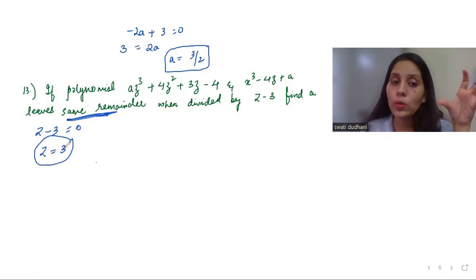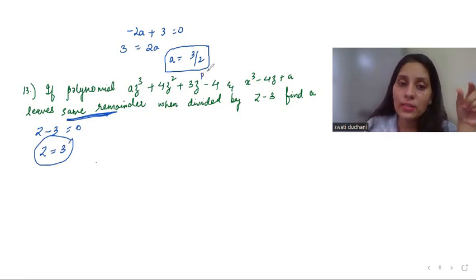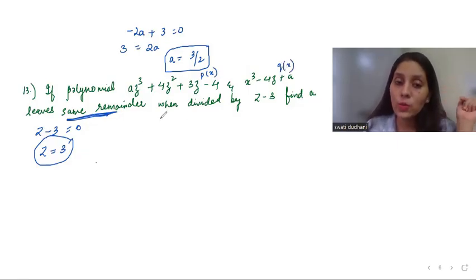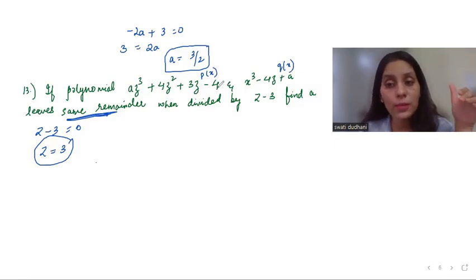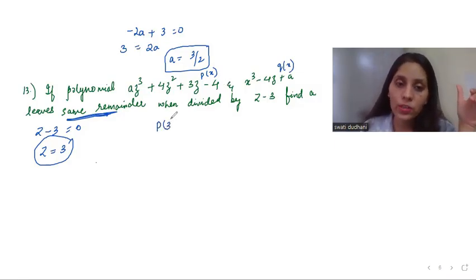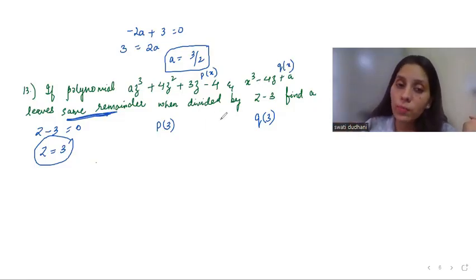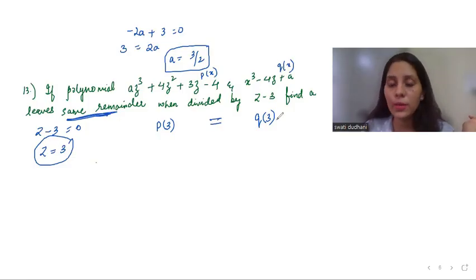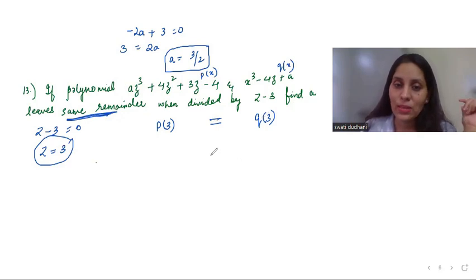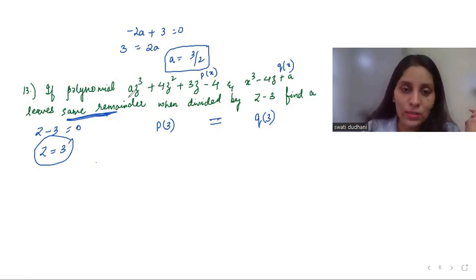Now this value you will substitute. Let me take this as p of x and this as q of x. This value you will substitute in each because both are divided by the same divisor. So p of 3 and q of 3 you will find. Also, given that they leave the same remainder, the remainder of p of 3 is the same as the remainder of q of 3. So I can equate here itself. Then let's find out the value of a.